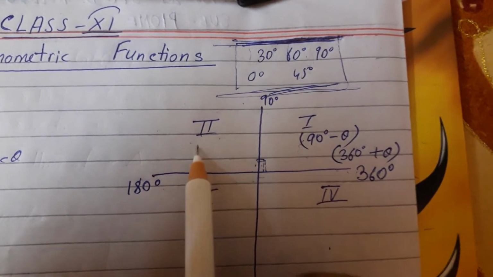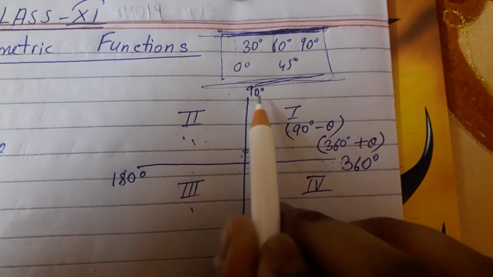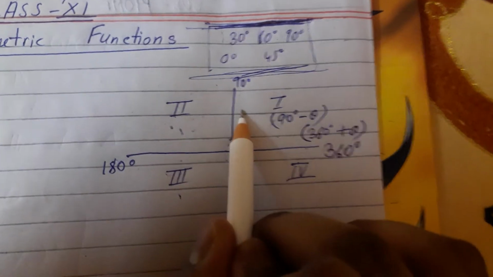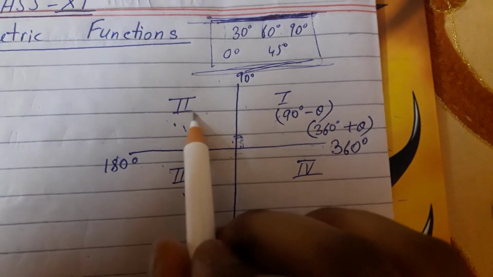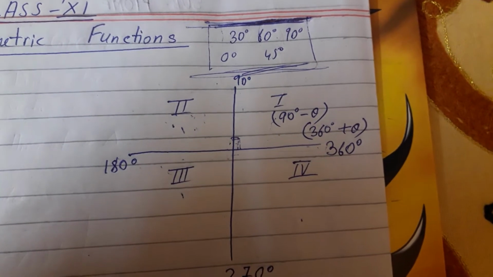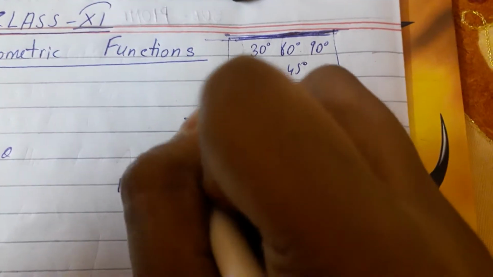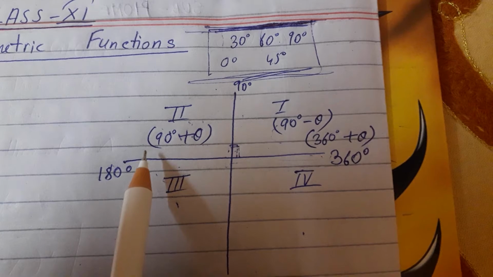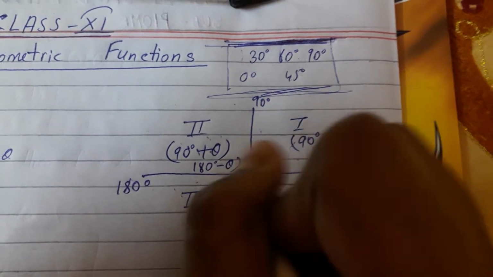Now see the second quadrant. This second quadrant is between 90 degree and 180 degree. So you can define this second quadrant in two ways. The first is 90 degree plus theta, and since this is below 180 degree, it is 180 degree minus theta.